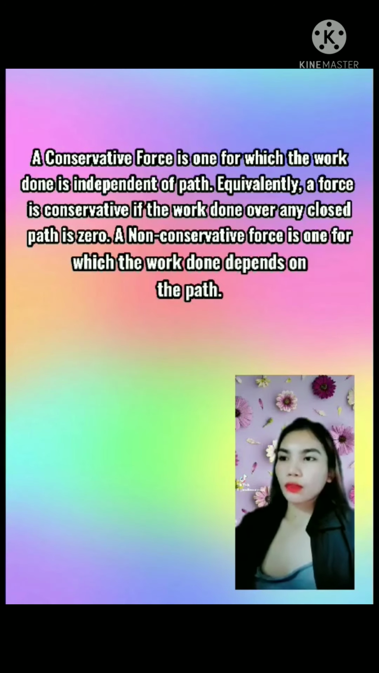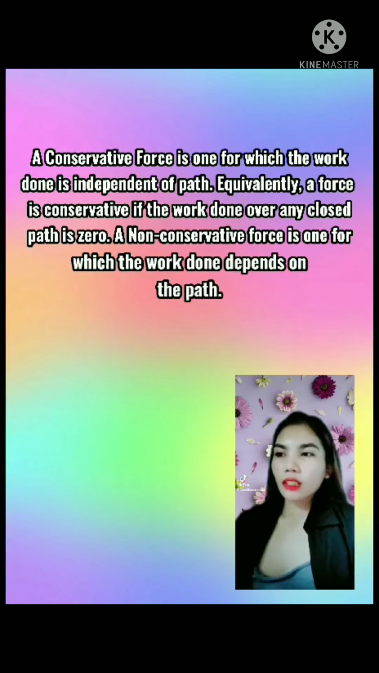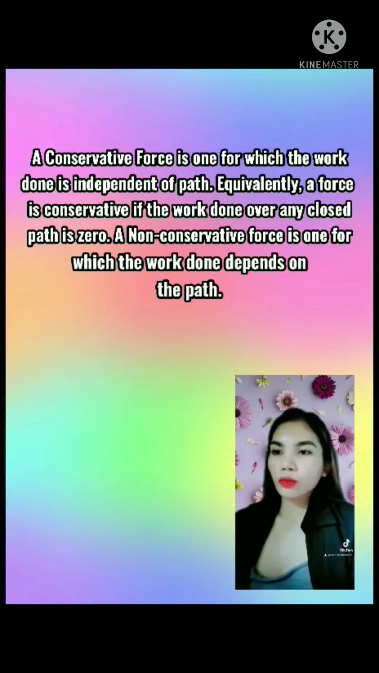A conservative force is one for which the work done is independent of path. Equivalently, a force is conservative if the work done over any closed path is zero. A non-conservative force is one for which the work done depends on the path.